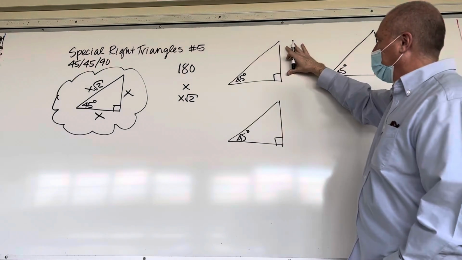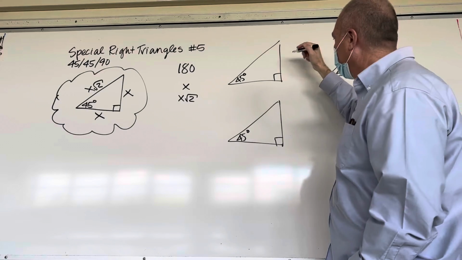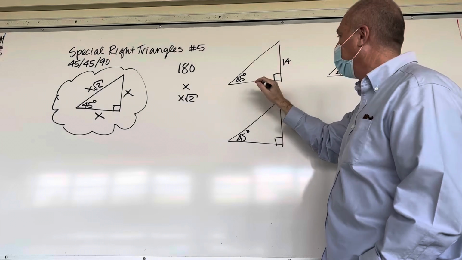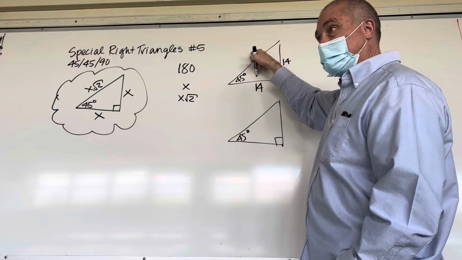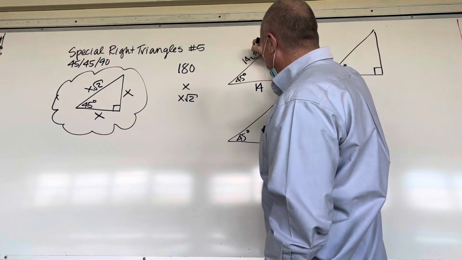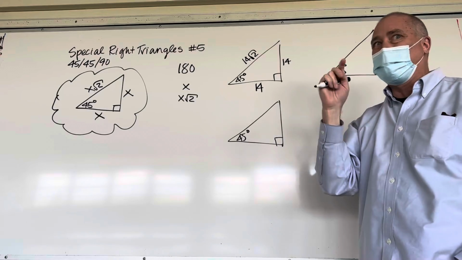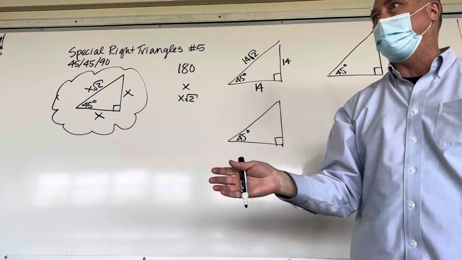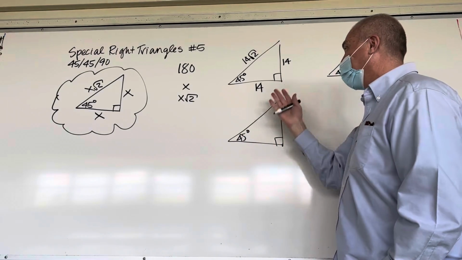Make up a length of this side. 14. How long is this side? 14. How long is this side? 14 radical 2. Fair enough? That's why we love them. That's why they're special. That's why they're cool to us. No calculator necessary, no batteries, no nothing, right? It's already there. The ratios are there. I know one side, I know the other.